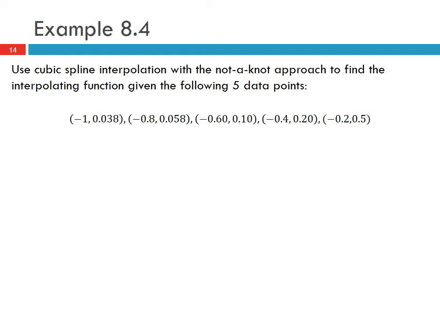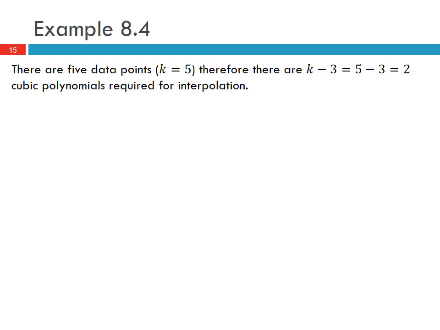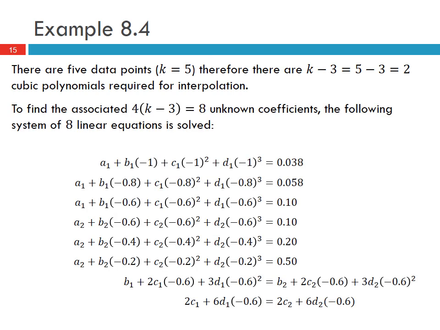So let's look at an example using cubic spline interpolation with the knot-a-knot approach to find the interpolating function through these 5 data points. So there are 5 data points, so k is equal to 5, and that means we have k minus 3, which is equal to 2 cubic polynomials required for our interpolation. To find our associated 4 times k minus 3, which is 8 unknown coefficients, we use the 8 equations shown here, which can be solved for our unknown coefficients.